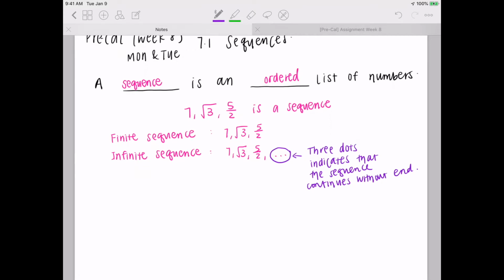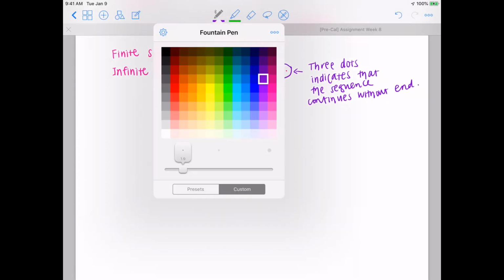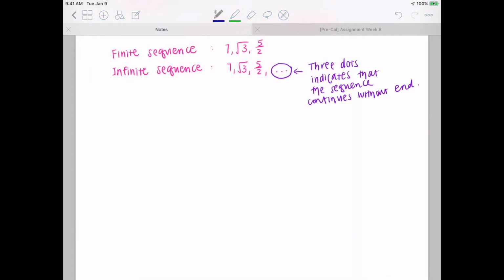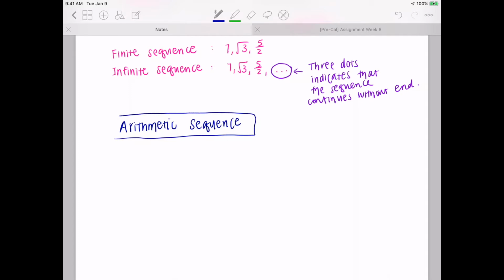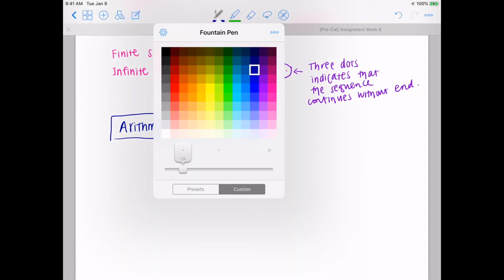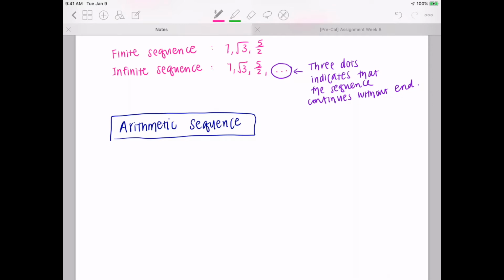Now we're going to get into two types of sequences. One type is called the arithmetic sequence. There's one really easy way to figure out whether it's arithmetic, or the other way, geometric, or neither. For arithmetic, the pattern is adding exactly the same amount.